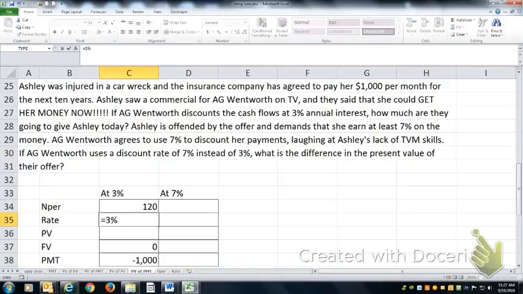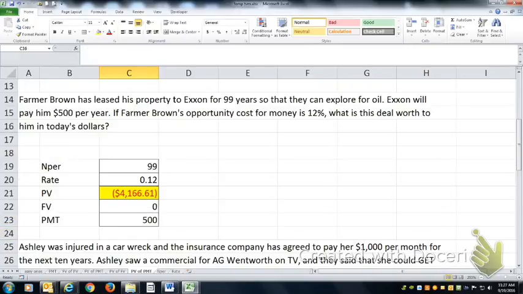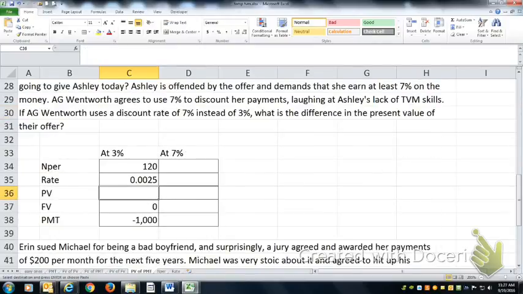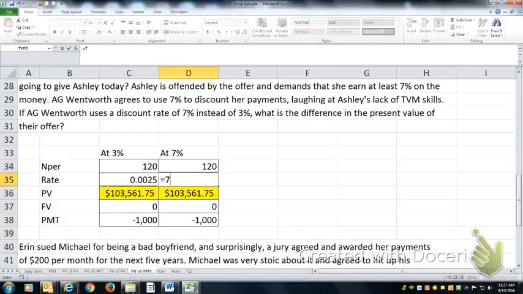Well, we need to convert the 3% annual interest into a monthly interest rate by dividing by 12. And the present value of that, that's the equivalent of receiving $103,000 in cash today. And that's what A.G. Wentworth would pay her. And Ashley says, well, I don't like 3%, I want 7%. Okay, if we change this to 7% divided by 12, A.G. Wentworth would give her less money.